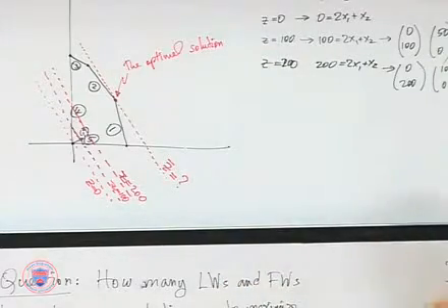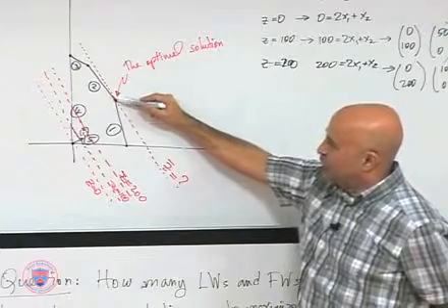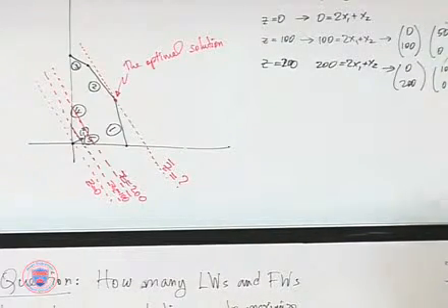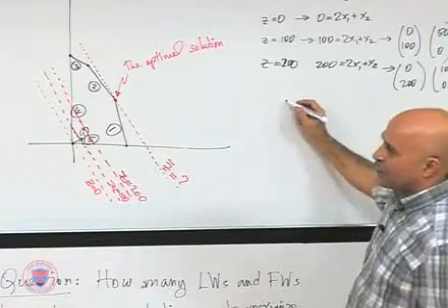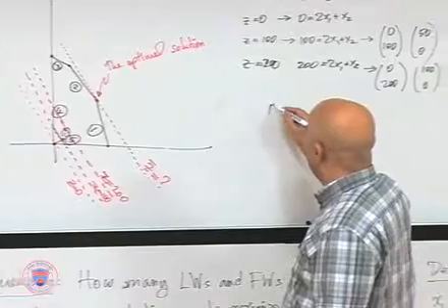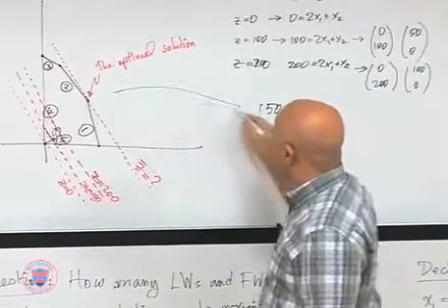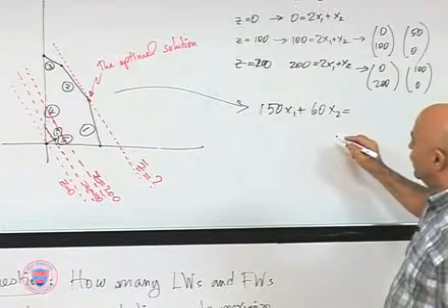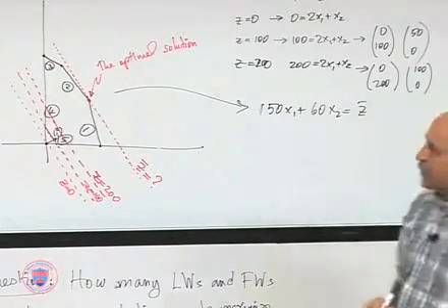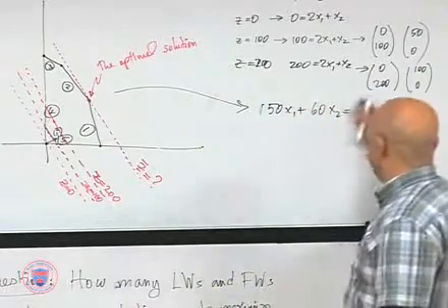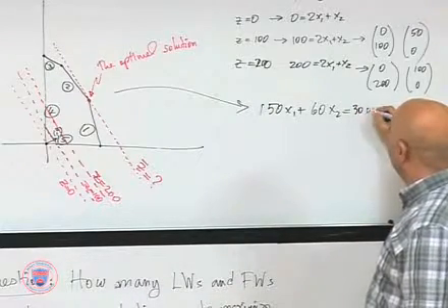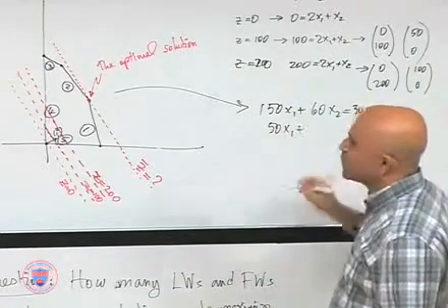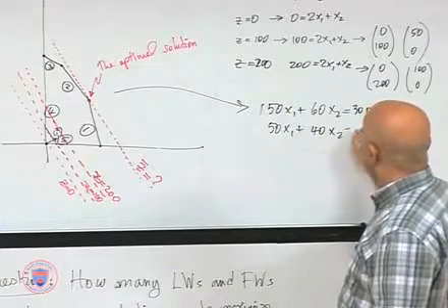How do I compute it? Well, it's really straightforward. This point happens to be at the intersection of lines 1 and 2. So you just write those equations down and solve for your x1 and x2. What's the equation for number 1? 150 x1 plus 60 x2 equals, sorry, it's not z bar, it's 30,000. And the second equation, 50 x1 plus 40 x2 equals 13,000.